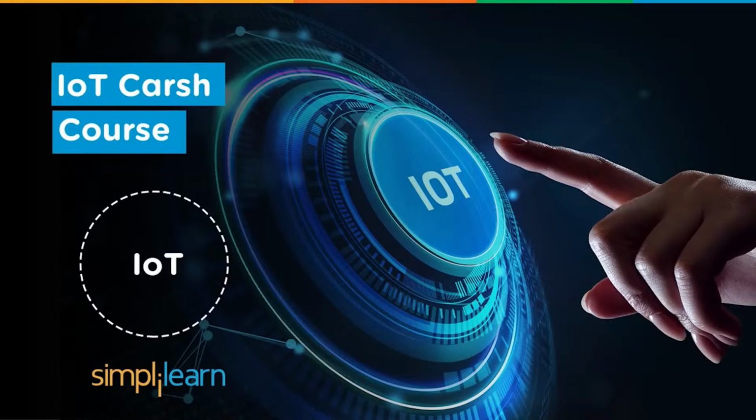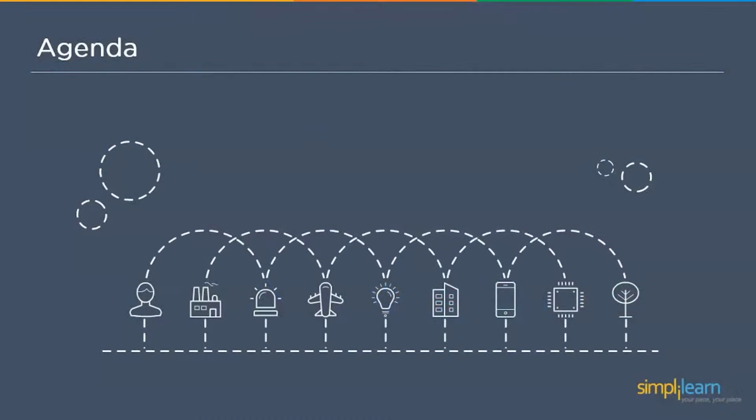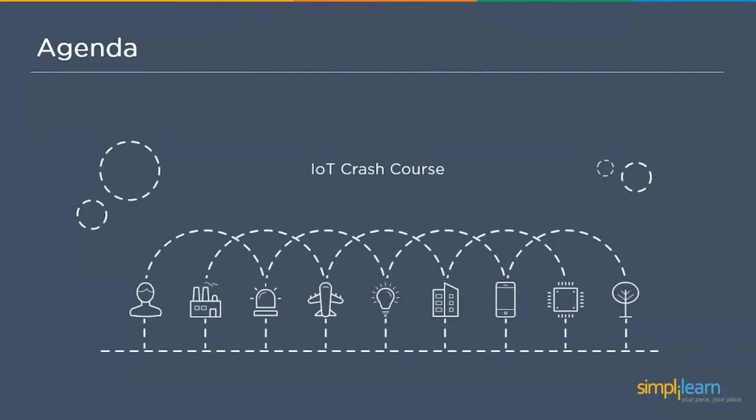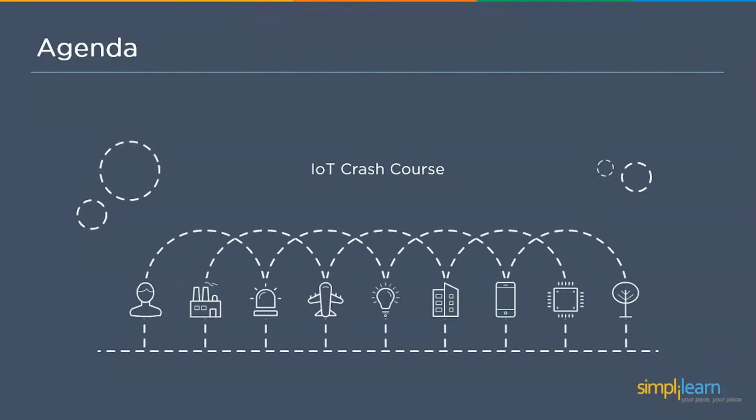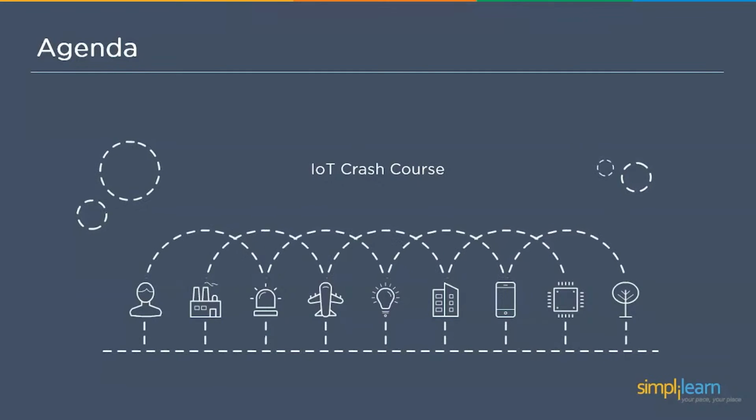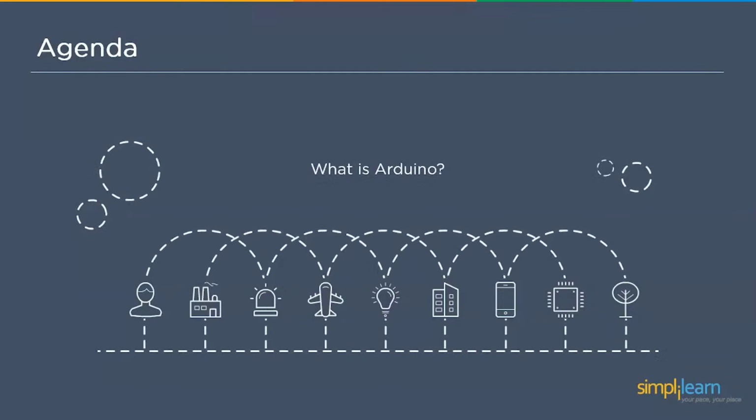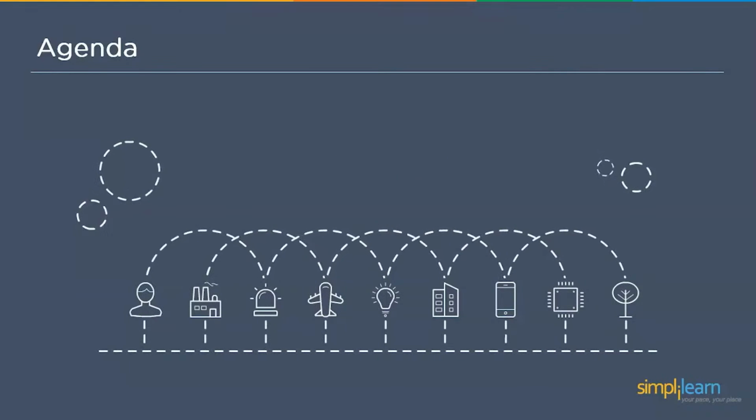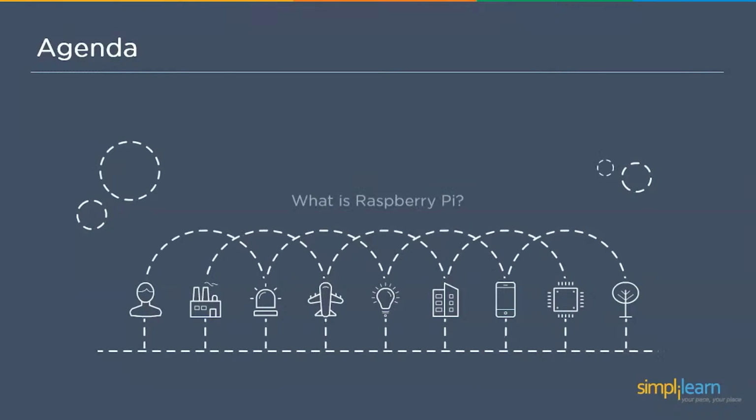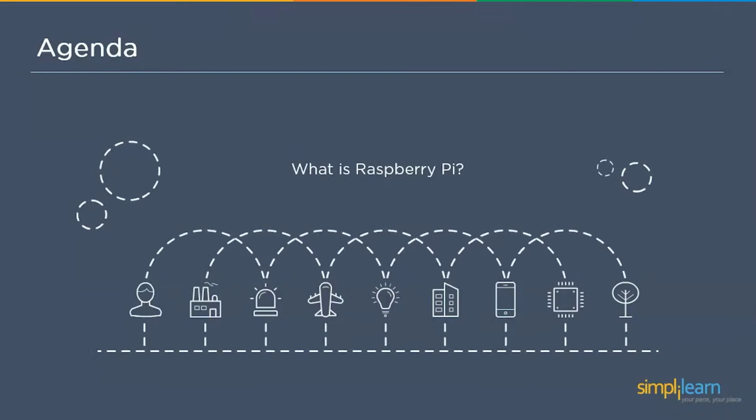Now, without further ado, let's get started with the agenda for today's session. First, we will begin with a quick crash course on IoT, where we will learn what exactly is IoT and the fundamental concepts of Internet of Things. Followed by the crash course on IoT, we will learn what is Arduino. Once we understand what exactly is Arduino, we will dive into the Raspberry Pi.